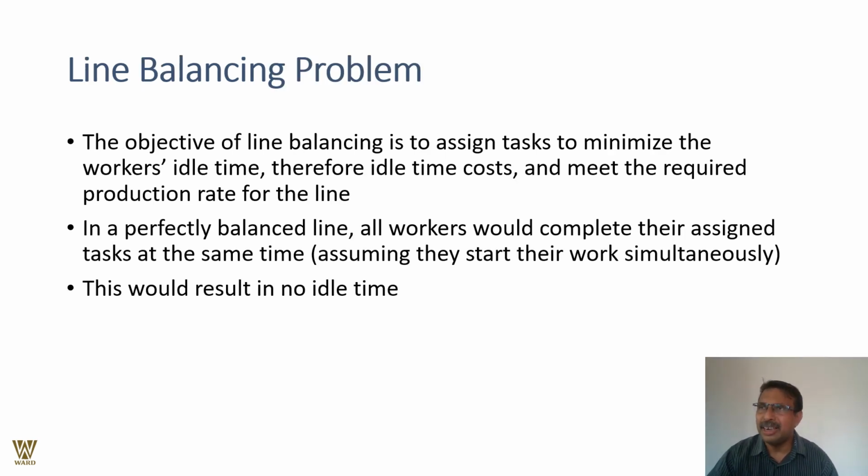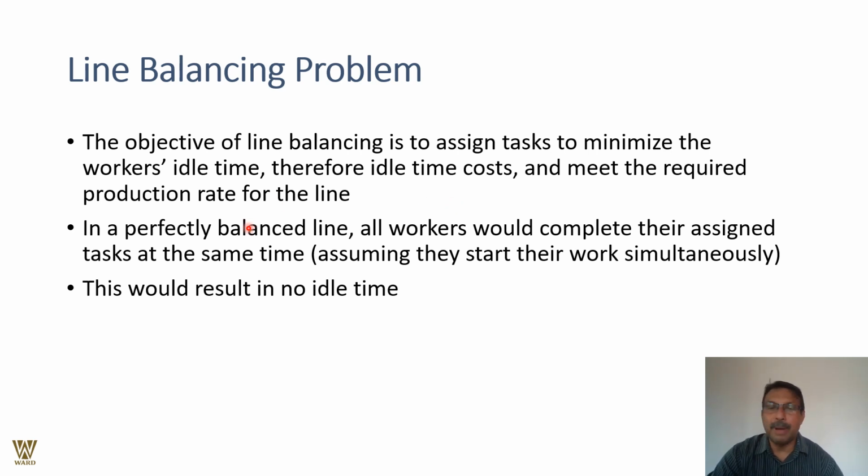But that's an ideal situation. Is it possible in real life? Probably not. So we have a problem with line balancing. The objective of line balancing is to assign tasks to minimize the workers' idle time, rest time, wastage of time, therefore idle time cost, and meet the required production rate of the line.